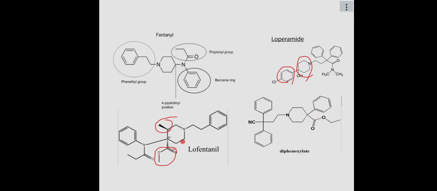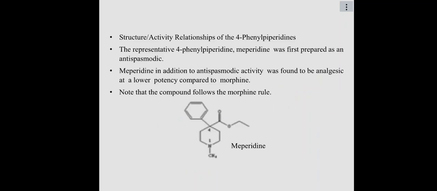So again, esters are highly labile. They are easily hydrolyzed in vivo to give, of course, inactive compounds. This was just to draw a few of the structures so that we can see them visually and understand exactly what we're talking about.